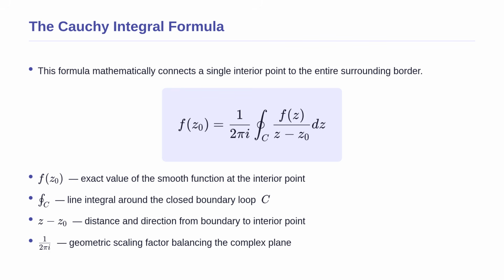Finally, the constant factor outside, 1 divided by 2 pi i, acts as a geometric scaling factor that perfectly balances the circular nature of the complex plane. Notice that as the point moves closer to the boundary, the denominator shrinks, meaning nearby boundary points have the strongest influence.